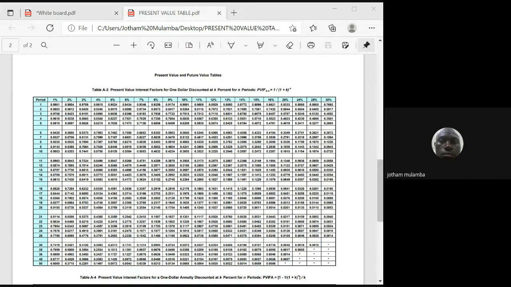We move on to another one, which is bonus issue. Now, when you talk of bonus issue, what arises is this: when a company makes profit, they usually don't distribute the whole profit to the shareholders in terms of dividend. They usually retain some profit for their operation.